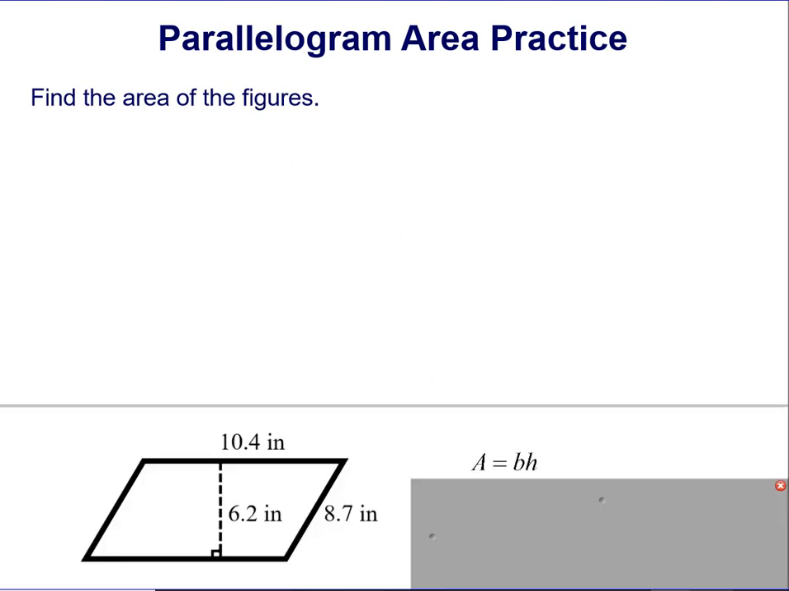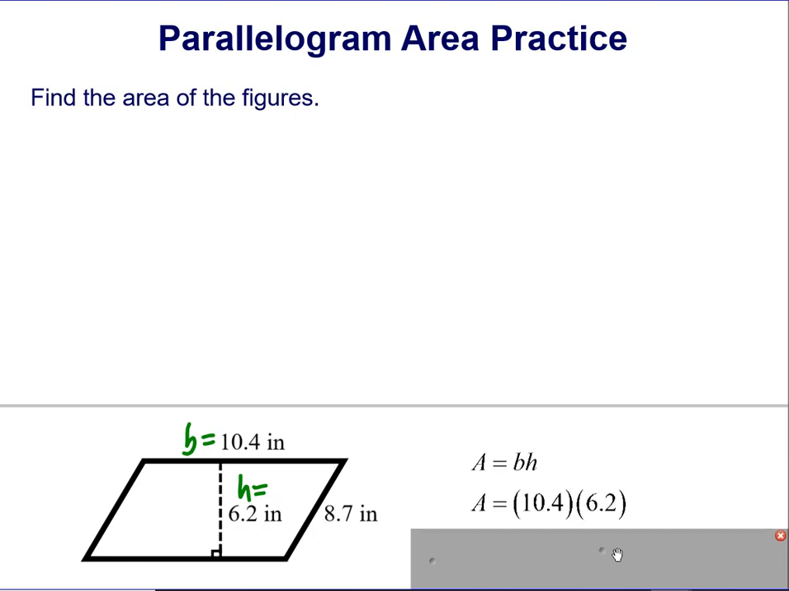For the second example, I know what my base and my height are. I have my formula. I substitute in my two values. I perform the multiplication. My answer is 64.48 inches squared.